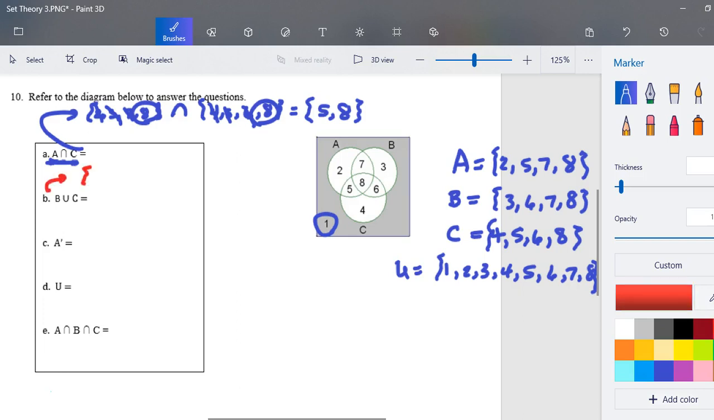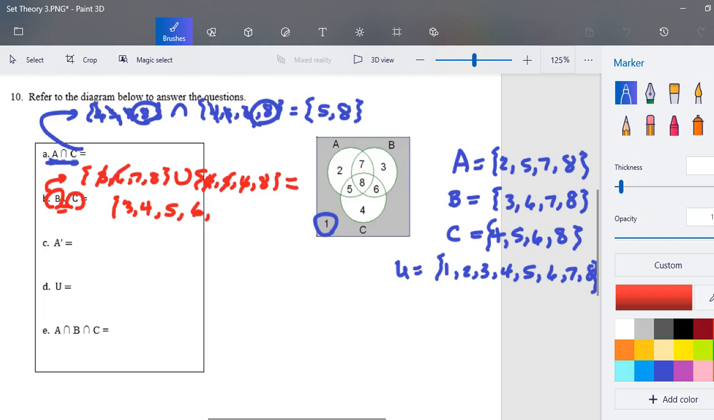Now let's move on to B. Looking at B, we're going to take set B, which is 3, 6, 7, 8, and they want us to unite it with set C, 4, 5, 6, and 8. Union means or. So anything in set B or anything in set C can go in our final set. So I'll start with 3, 4, 5, 6, 7, and 8. So our final set, which is the union of sets B and C, is 3, 4, 5, 6, 7, 8.